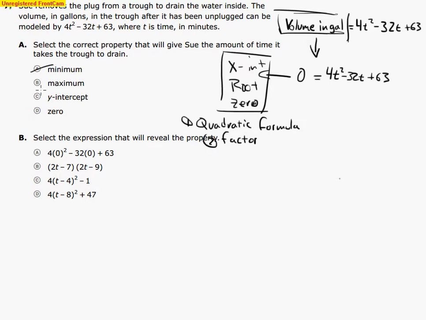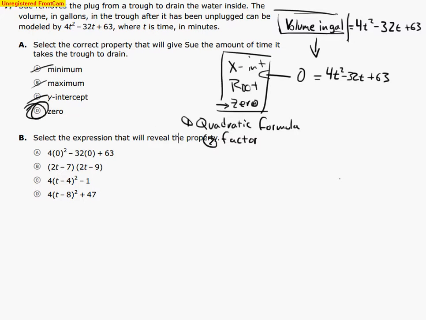So minimum, no, I don't really want this graph to hit its minimum. I want to hit its 0. Maximum, again, I want to hit 0. The y-intercept, nope, I want my x-intercept 0. Well, that does seem like something I do want. So D is going to be my option.